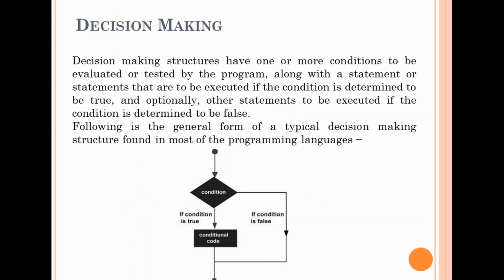Decision making structures have one or more conditions to be evaluated or tested by the program, along with a statement or statements that are to be executed if the condition is determined to be true, and optionally other statements to be executed if the condition is determined to be false. Following is the general form of a typical decision-making structure found in most programming languages.